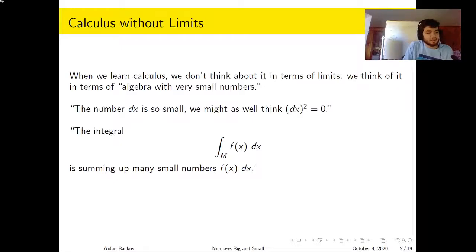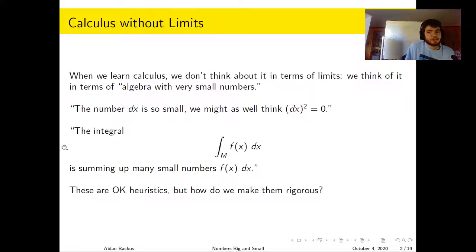Or they'll say something like the integral over all of m of f of x dx is summing up a bunch of small numbers that are like f of x dx. Dx is really small. F of x is normal size, so their product is really small. And we're summing up all these numbers. We would like to make these heuristics rigorous because they're very useful for calculation. We're going to do some examples in a little bit, and this is going to be quite a bit easier than sitting down and checking the epsilon delta definitions that correspond to these things. So it's a reasonable thing to want to do.